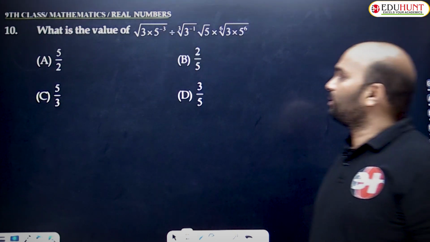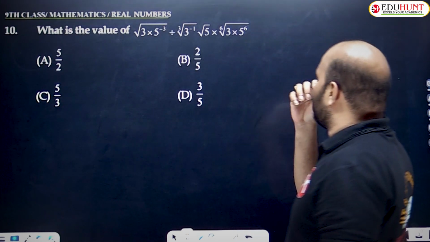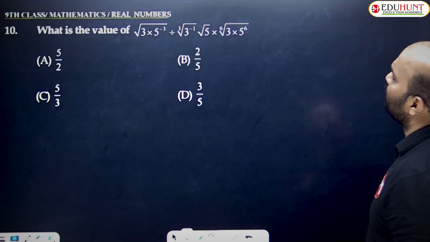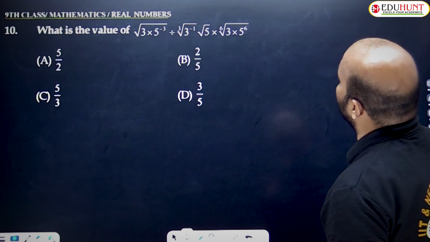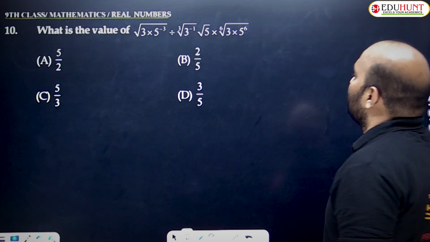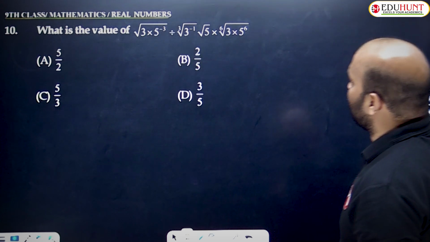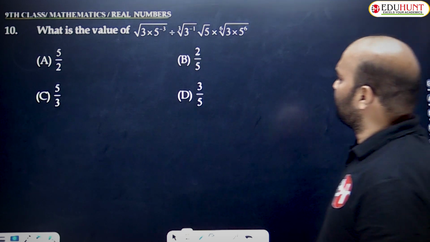So let's go to question number 10. What is the value of square root of 3 into 5 power minus 3, divided by cube root of 3 power minus 1 into root 5, into 6th root of 3 into 5 power 6? Option A, 5 by 2. Option B, 2 by 5. Option C, 5 by 3. Option D, 3 by 5.